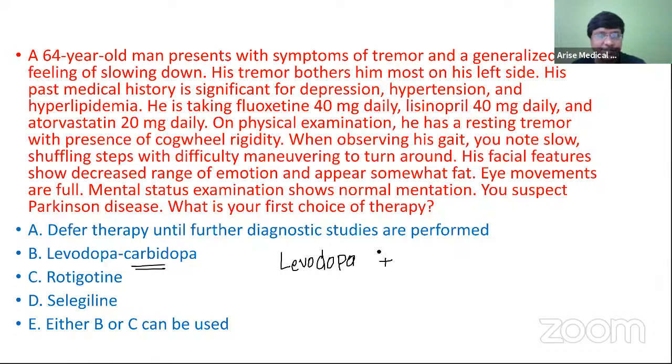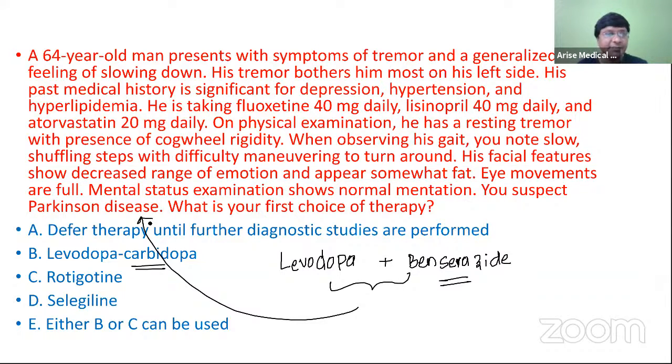So the answer is, in the place of carbidopa, the other drug that can be replaced is benserazide. Okay, so levodopa can be combined with benserazide also for the treatment of Parkinsonism. In the place of carbidopa, benserazide can also be added.